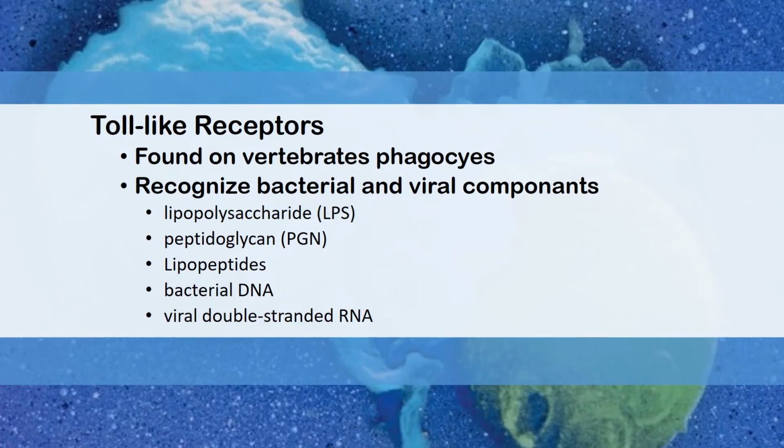Toll-like receptors are found all throughout vertebrates and have the ability to recognize bacterial or viral components. This could include things like lipopolysaccharides, peptidoglycans, lipopeptides, bacterial DNA, and double-stranded viral RNA. Now, in doing so, they're not targeting a specific strain of bacteria or a specific strain of virus. They're just looking for things that look vaguely bacteria-ish or vaguely virus-ish.